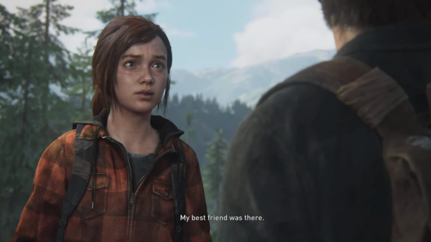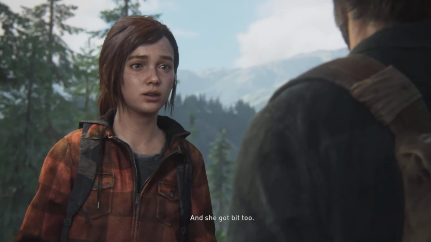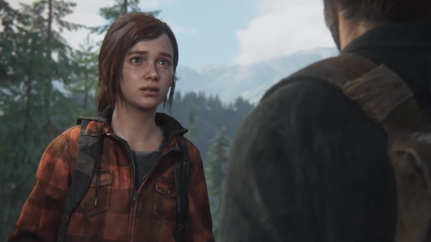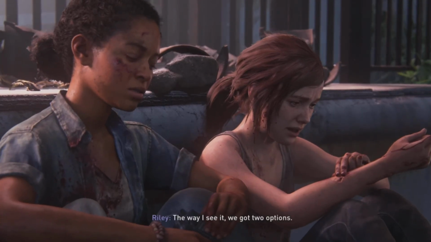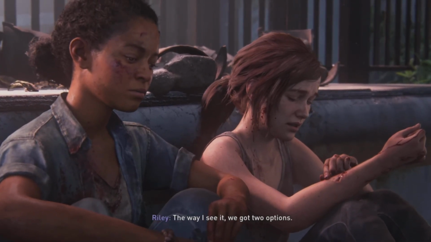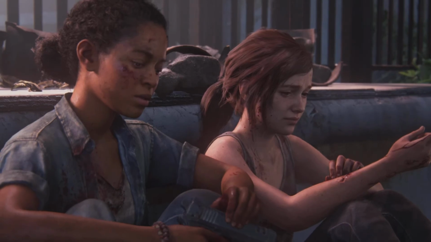Number 6. Riley was killed. At the end of The Last of Us Part 1, Ellie told Joel that she was with a friend of hers, Riley, when she had gotten bit. Unlike Ellie, however, Riley wasn't immune to the cordyceps, so she had died very quickly.